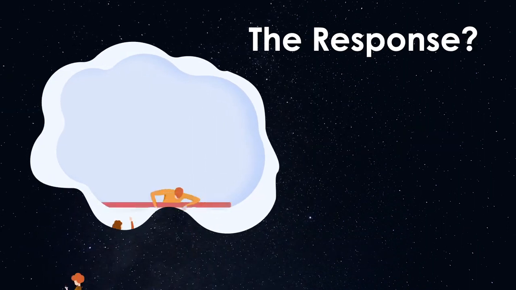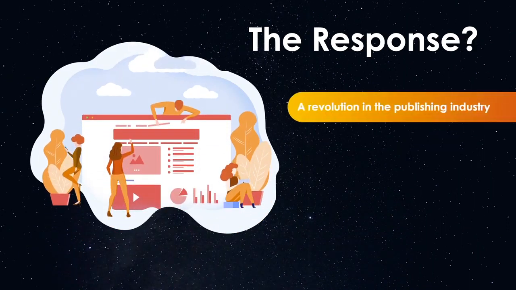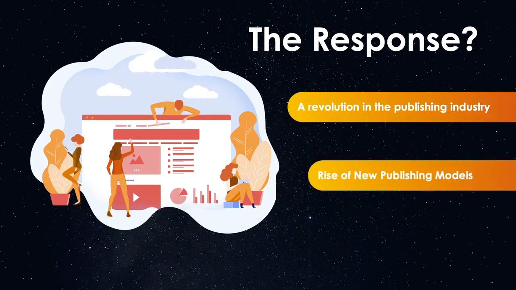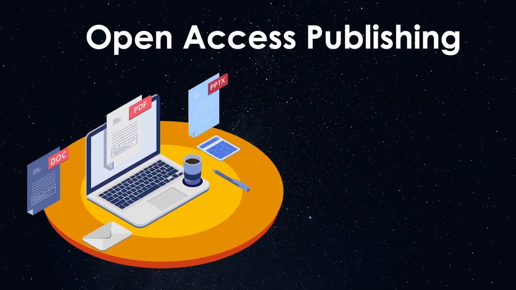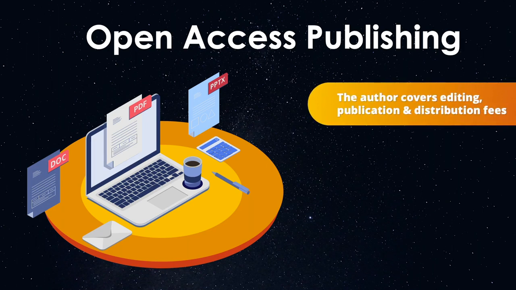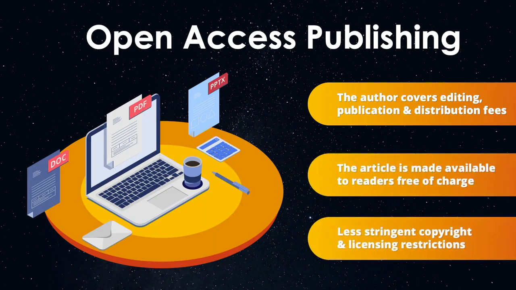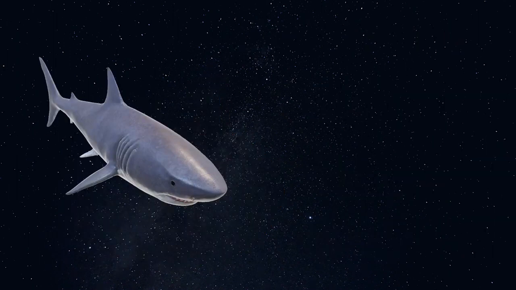In an effort to solve these inherent problems with traditional publishing, there was a revolution in this industry, and with it came the rise of new publishing models. One of these new models was open access publishing, which is very similar to traditional publishing, except that instead of journal subscriptions covering editing, publication, and distribution costs, the author covers them, and the published article is made available to readers at no charge. Furthermore, the articles published under this model experience less stringent copyright and licensing restrictions.